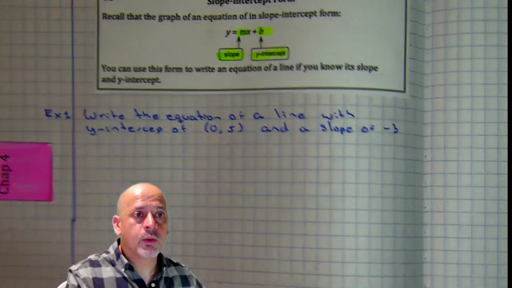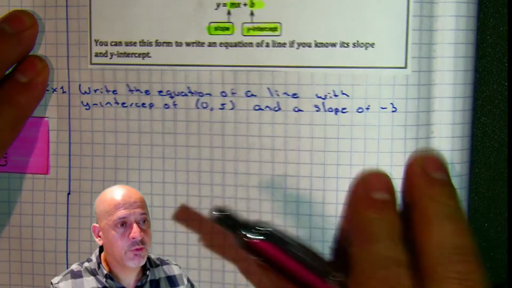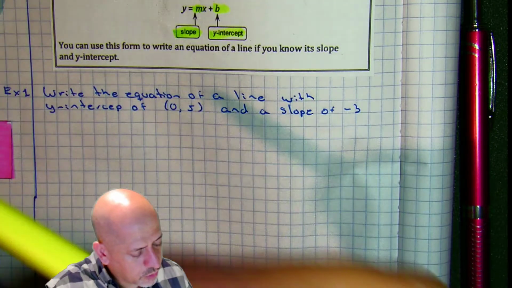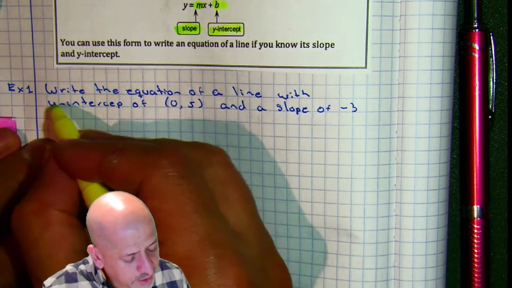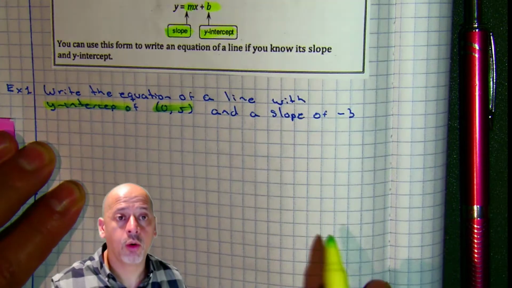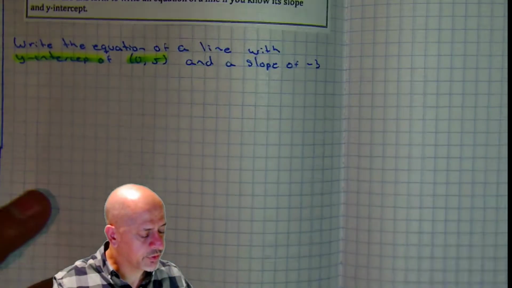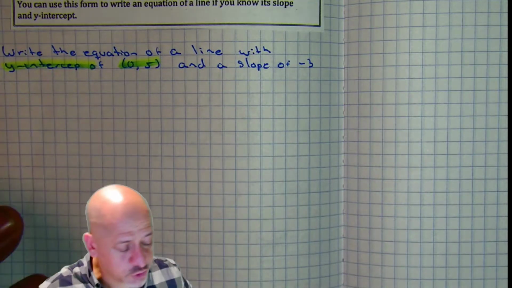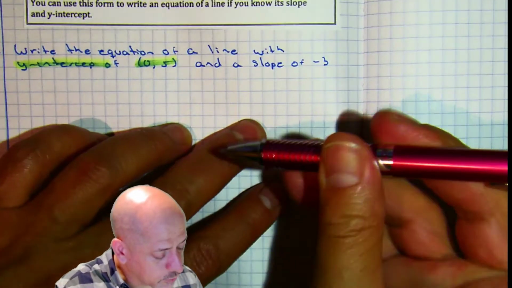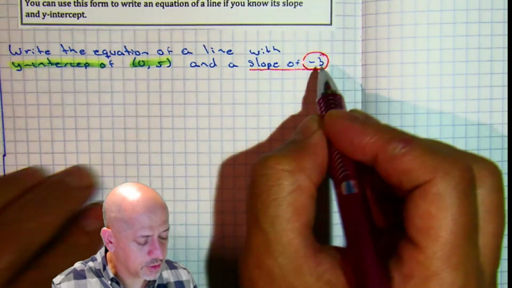And now we know that the information that is given is for y-intercept. I'm going to highlight it the same way that we were highlighting b. And for slope, I'm going to underline it in red. So you should have your red pen with you. And I'm just going to do a quick underline. And I'm going to circle my slope.